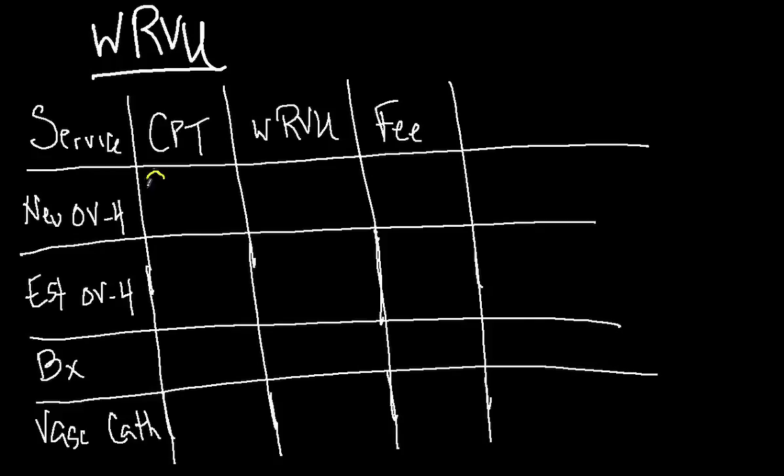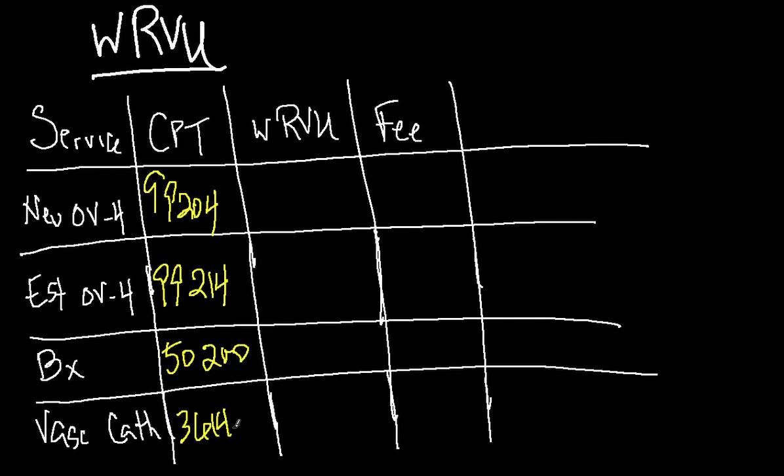This is a 99204. So it's a 99214, 50200, and then a vas cath is 36147. They look like zip codes, but they're CPT codes.